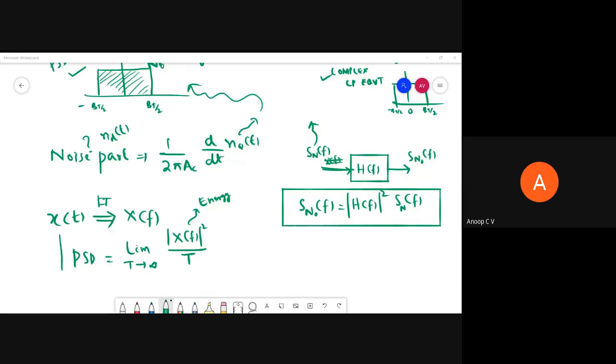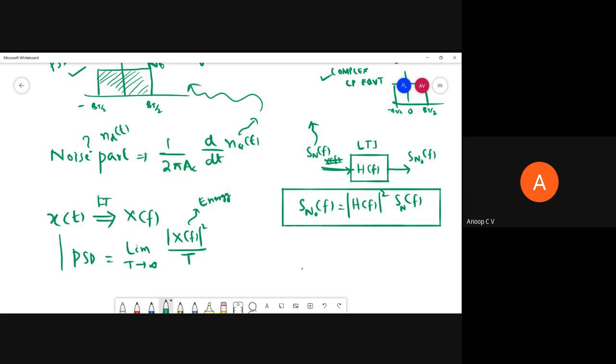So in the properties of power spectral density, you might have studied this and might have forgotten. If you give a random signal having power spectral density Sn of f at the input of an LTI system having transfer function h of f, the output will be mod of h of f square times Sn of f. So that's the result. We don't have to dig deeper into it.